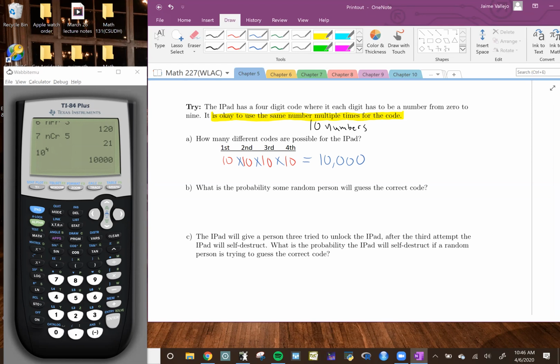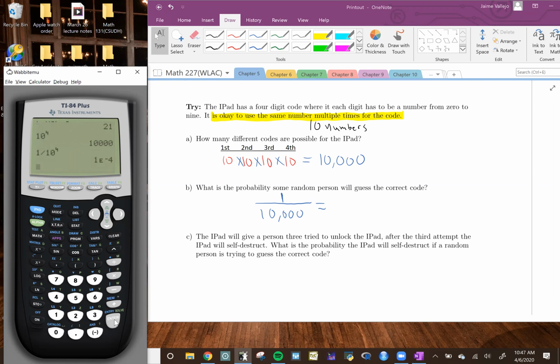For B, it says, what is the probability that some random person will guess the correct code? All right, so how many correct codes should there be? 1. And then you do that out of 10,000. So we'll say 1 divided by 10 to the fourth power.